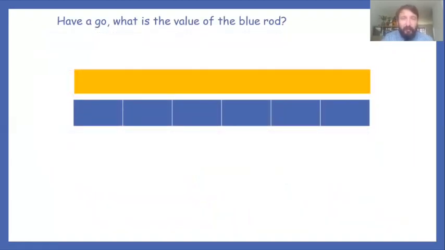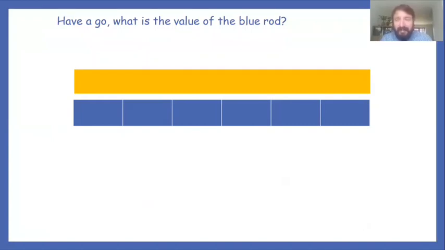Have a go. So what is the value of this blue rod? Okay, now I'm going to hand over to you here. After I finish speaking, pause the video, take a couple of minutes, okay, have a look, and see if you can have a go at this.